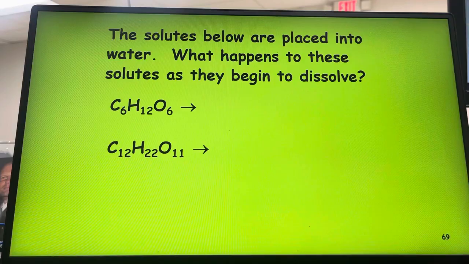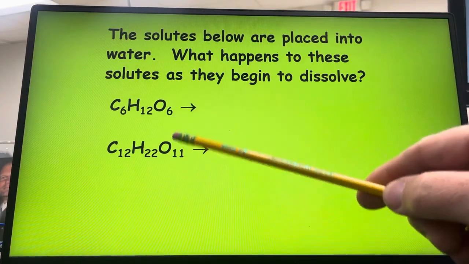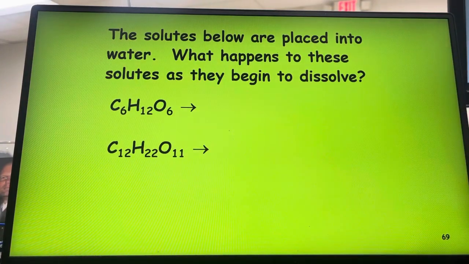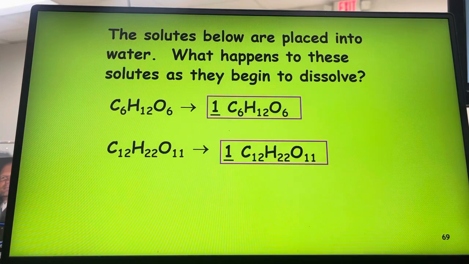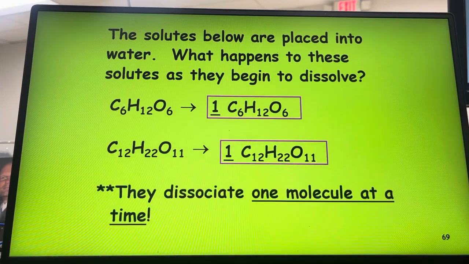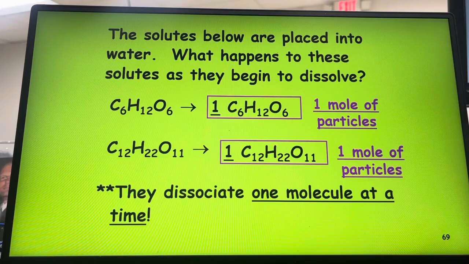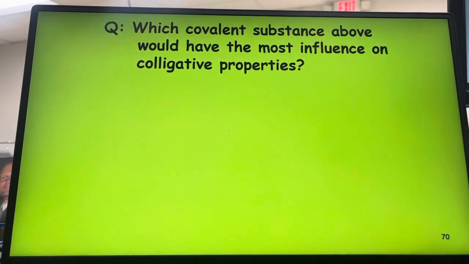The solutes below are placed into water. What happens to these solutes as they begin to dissolve? So are either of these ionic? Is there a cation and an anion here? Is there a metal in either one of these? No. So obviously you're going to get 1 mole of each. They're not going to break up into multiple moles. Okay, 1 molecule at a time. 1 mole, 1 mole. All right.